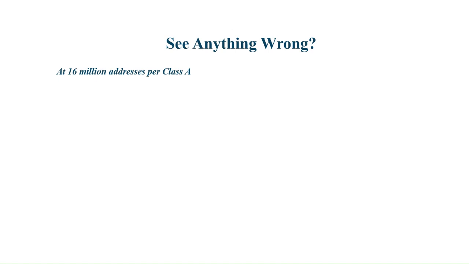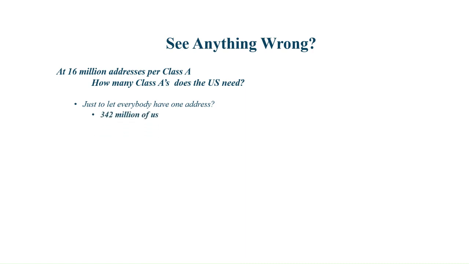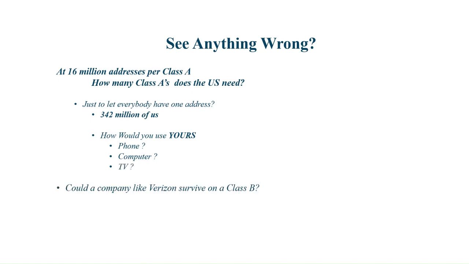Now, do you see anything wrong there? We're looking here from our perspective, but at 16 million addresses, how many Class A's do the United States need? And we're talking just one address, and there's 342 million of us. If you only had one address, what would you do with it? In addition, could a company like Verizon or an airline or anybody exist on Class B? That's 65,000 total addresses.